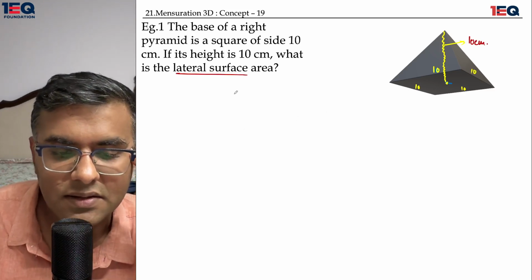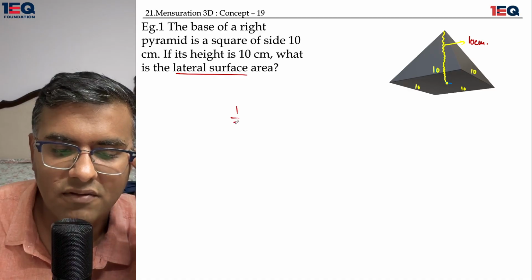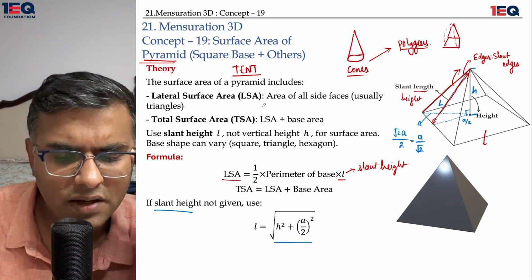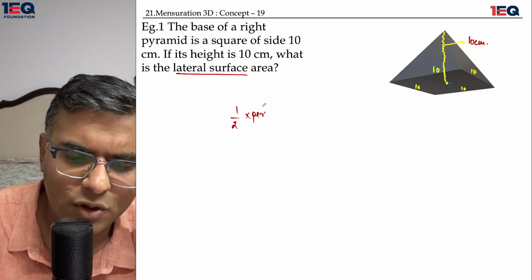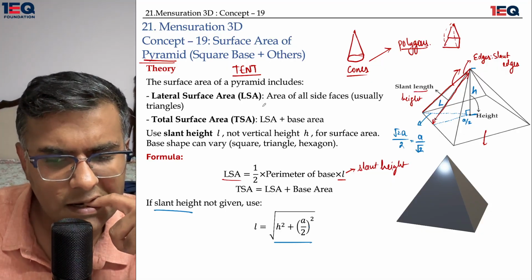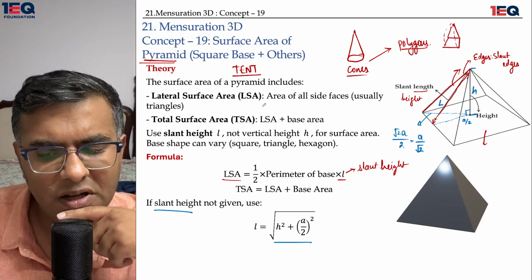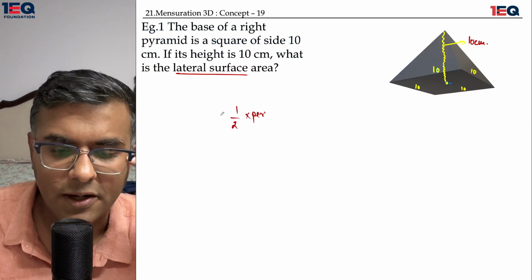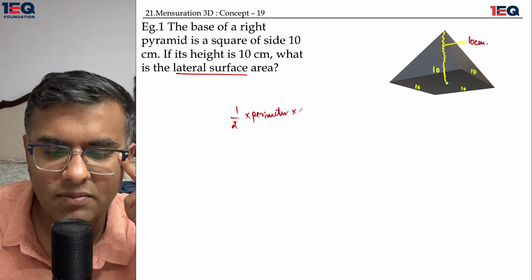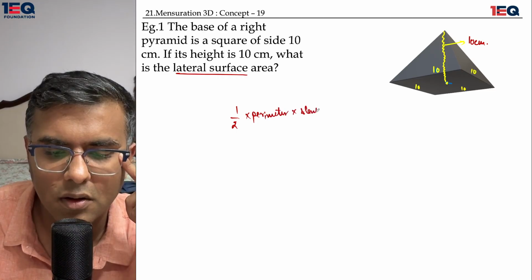To find out the lateral surface area, we need half into the perimeter. Yeah, LSA is half into perimeter of the base into slant height. So the perimeter of the base multiplied by slant height.